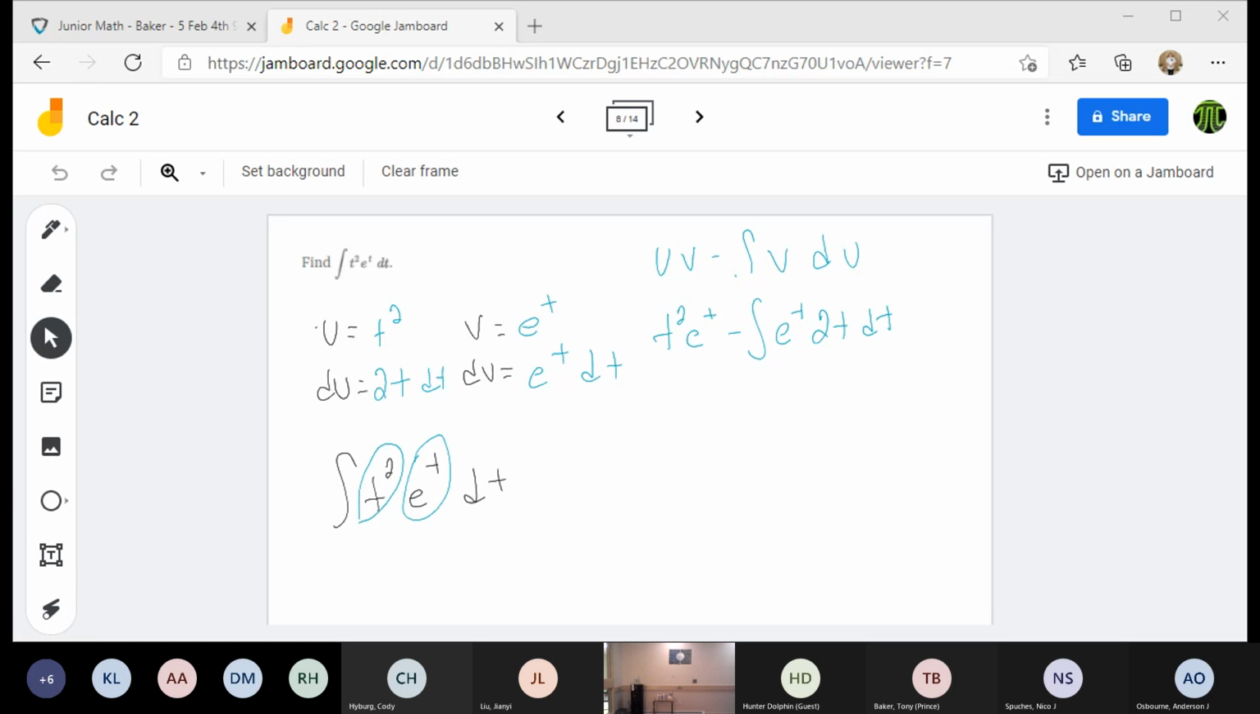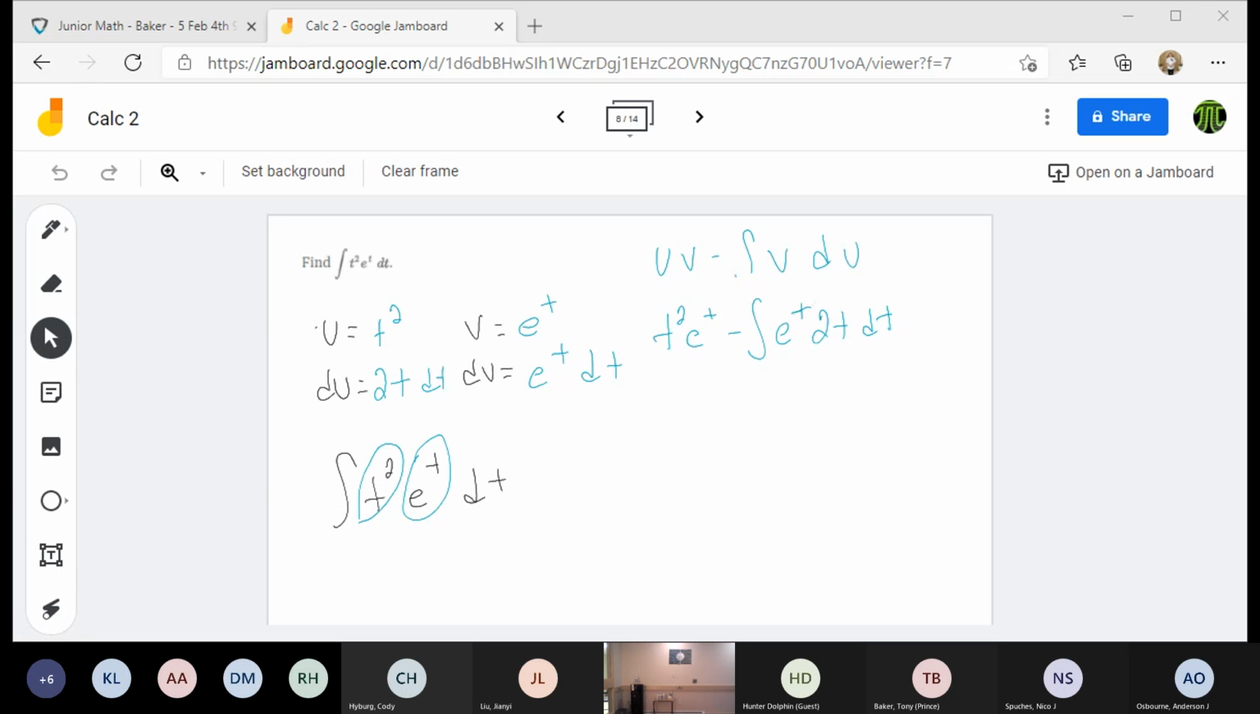Now, the problem didn't get necessarily simpler, but we're moving in the right direction, because now I've taken my t squared and it's become 2t. So it's definitely getting smaller. However, we still have something that I have to do integration by parts on again.